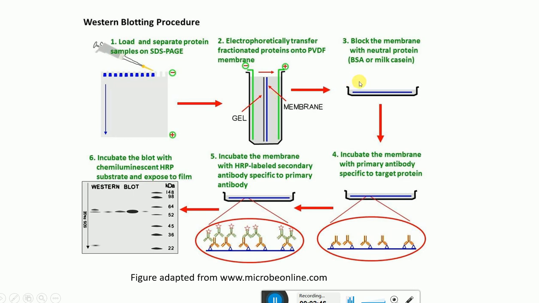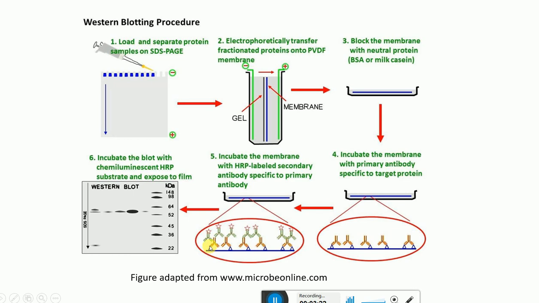Okay, and in the third step, we block the membrane to prevent any unspecific binding of the antibody. After that, we incubate the membrane with primary antibody, and like I said before, primary antibody is specific to the target protein, right? So the primary antibody will specifically bind to the target protein on the membrane. Okay, so then we wash the membrane to remove unbound primary antibody and incubate it with the radiolabeled secondary antibody, and this is specific to the primary antibody.